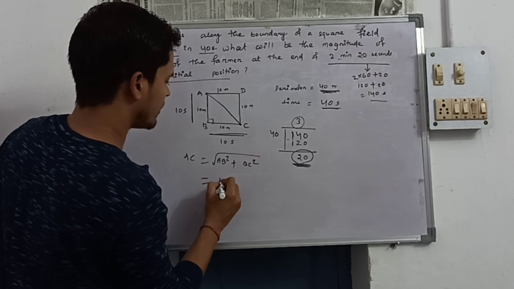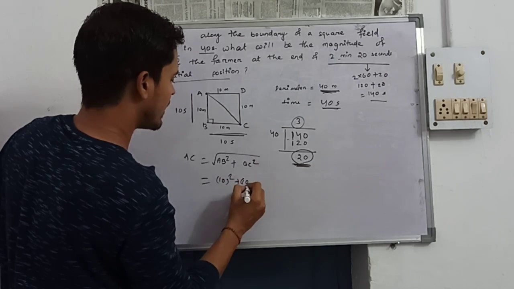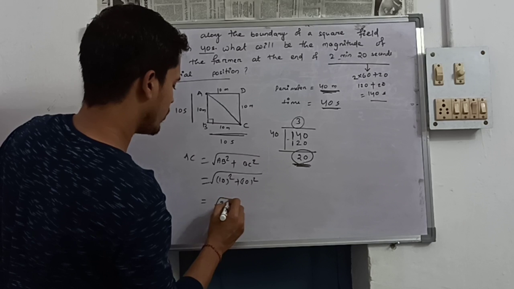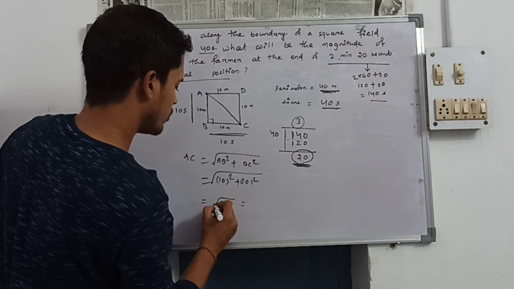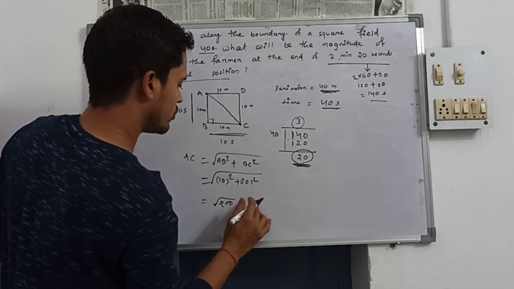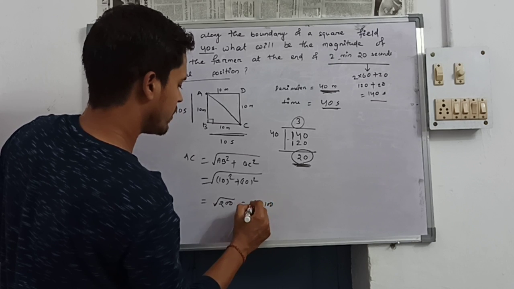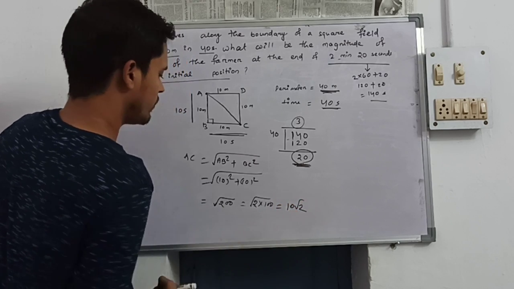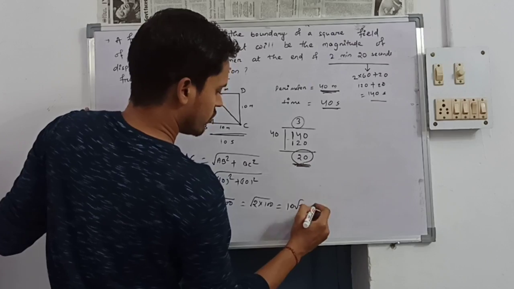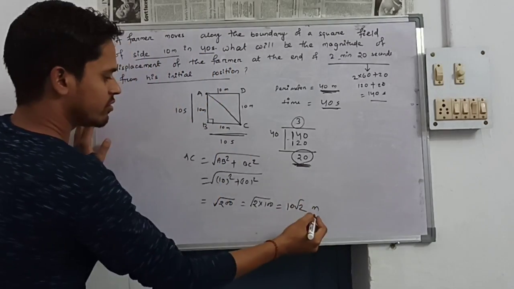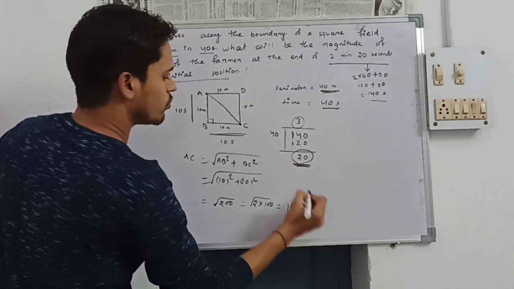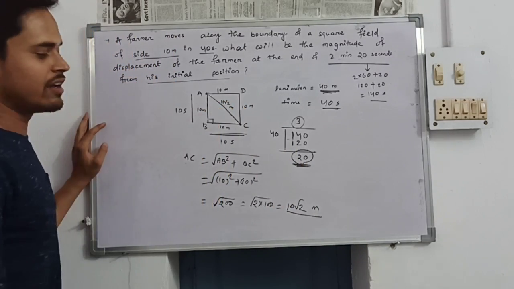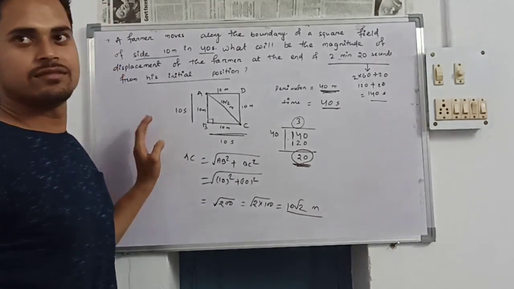This is 10 meter, so square root of 10 square plus 10 square. This is 100 plus 100, it is square root of 200. You can write 2 into 100. So it is 10 root 2 meter. Unit is meter. So this AC equal to 10 root 2 meter. So displacement is 10 root 2 meter. Got it? Okay. Stop.